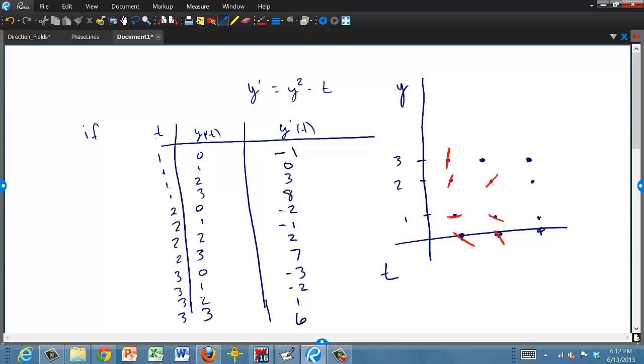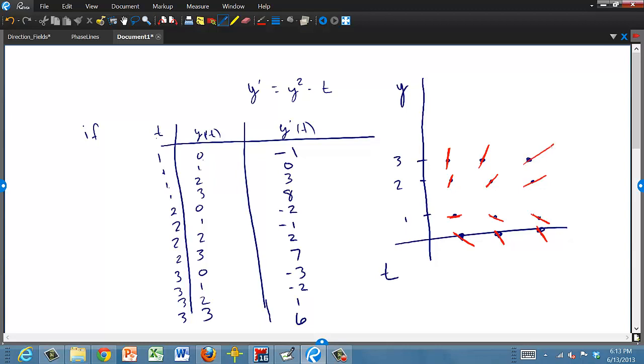Oh, 2, 2, it'll have slope 2. Well, let's just say that's 2 and that this is 7. If it passes through 3, 0, you'll have a pretty steep negative slope. If it passes through 3, 1, you'll have a little less steep negative slope. Through 3, 2, you'll have slope 1. So like that. And through 3, 3, you'll have slope 6.